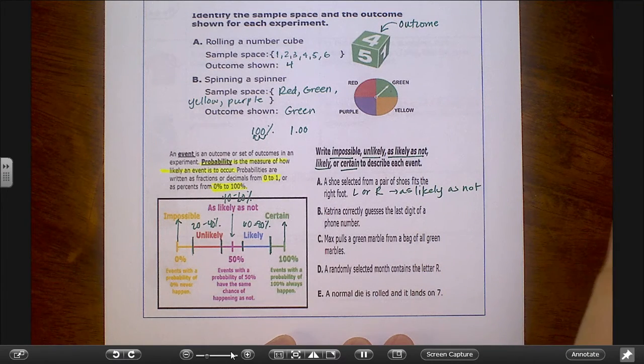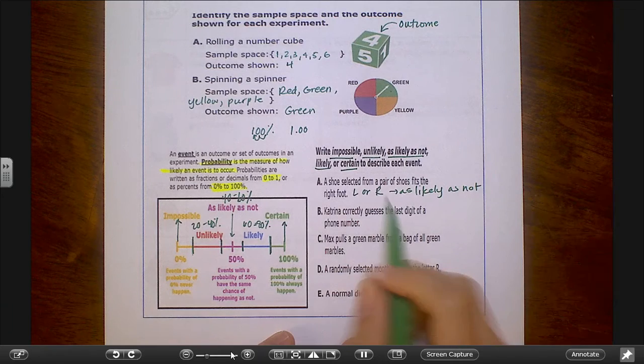Because it's either going to fit that one or the other one. So when you only have two options, for sure that's an as likely as not.